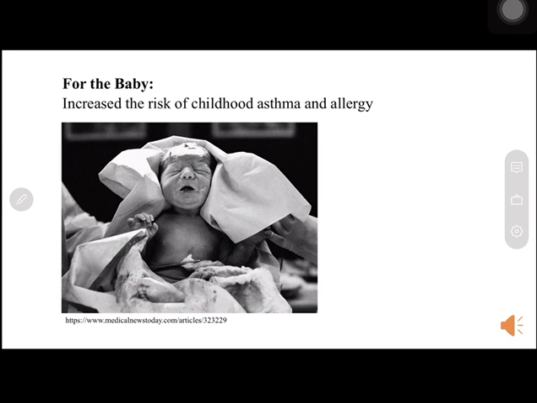It takes time for C-section babies to develop the normal microbiome, and because their immune systems are developing at the same time, they are more vulnerable to developing diseases such as allergies and asthma later in life.